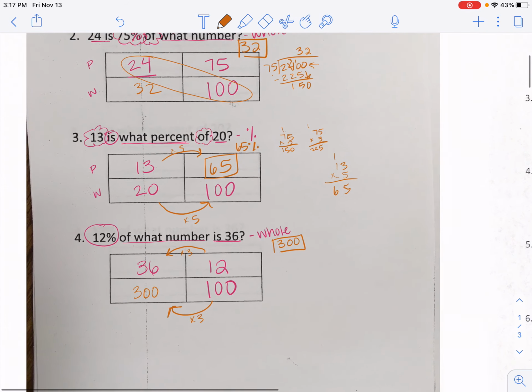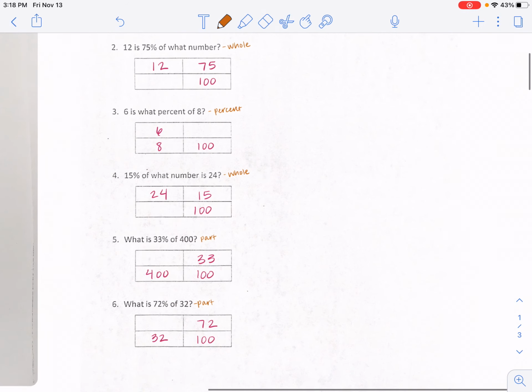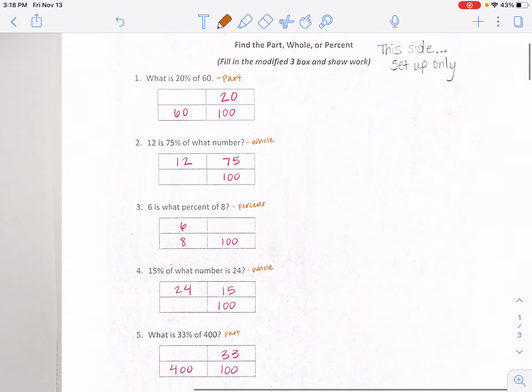So try solving the other ones. We already set them up over here. I want you to try solving them on their own. You can cross multiply, divide by the lonely guy, or scale.